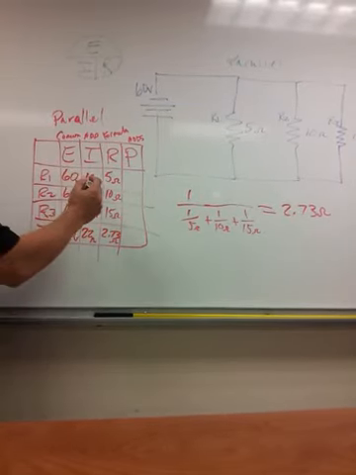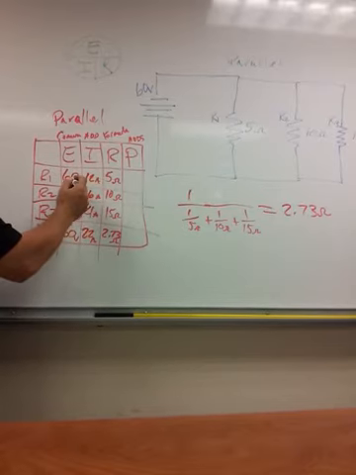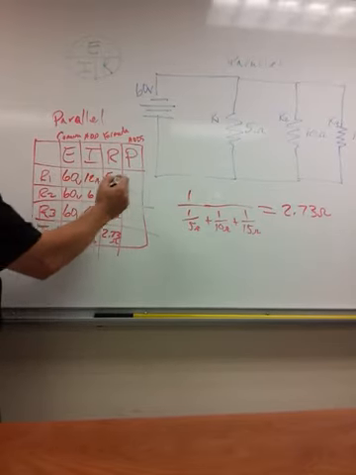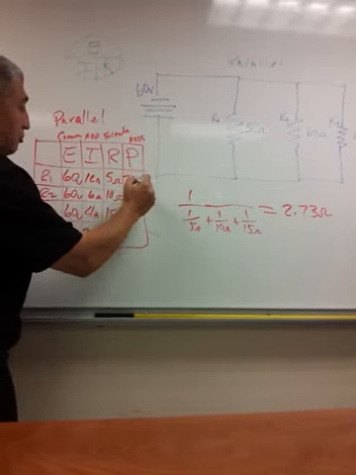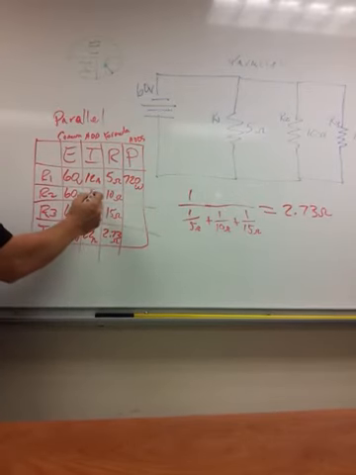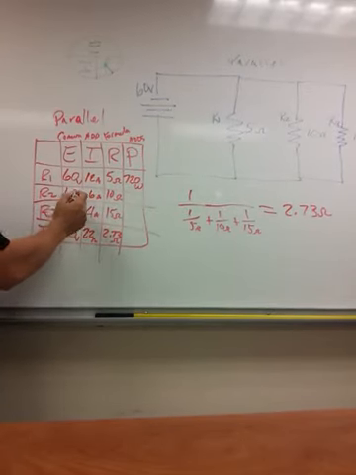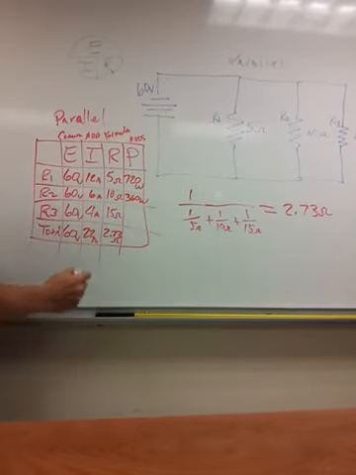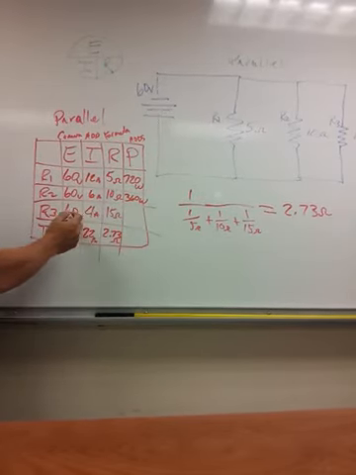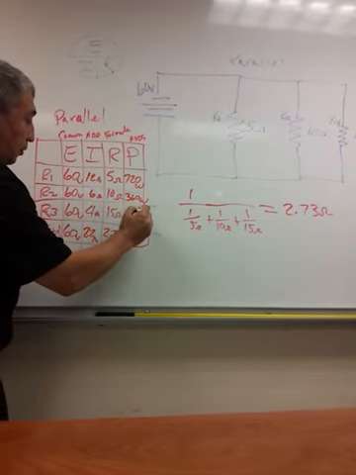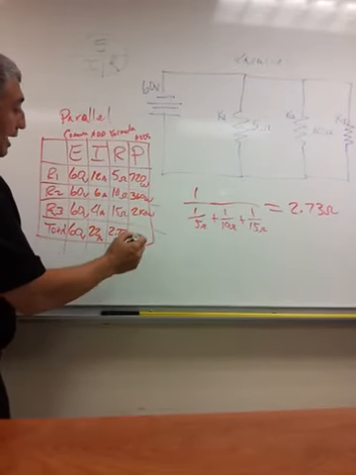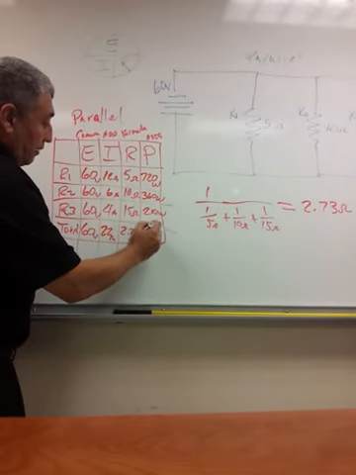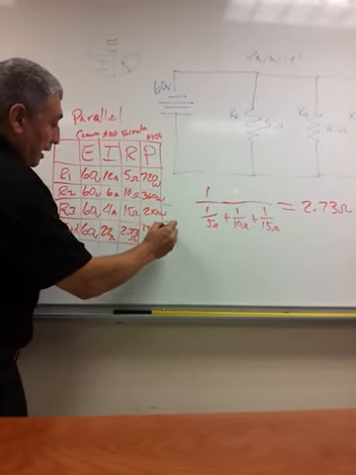Now we can solve for P. 12 amps times 60 volts is going to give us 720 watts. 6 amps times 60 volts is going to give us 360 watts. And 4 amps times 60 volts is going to give us 240 watts. If we add these up, we get a total of 1,320 watts.